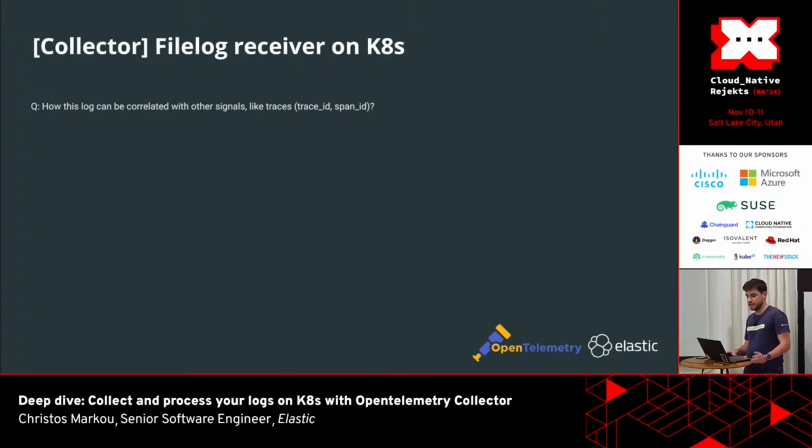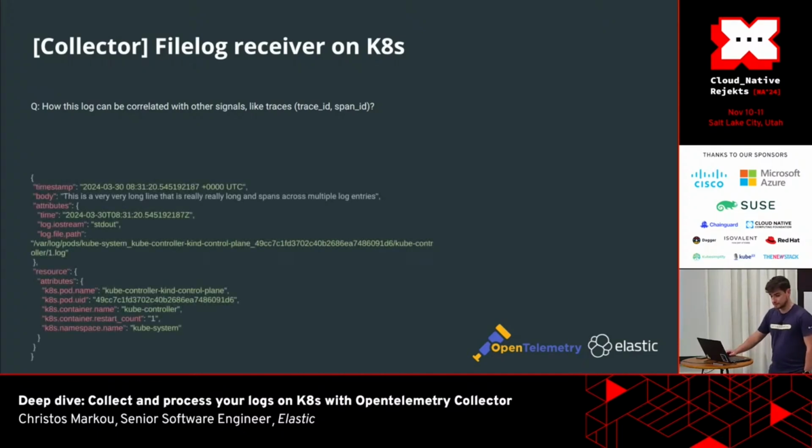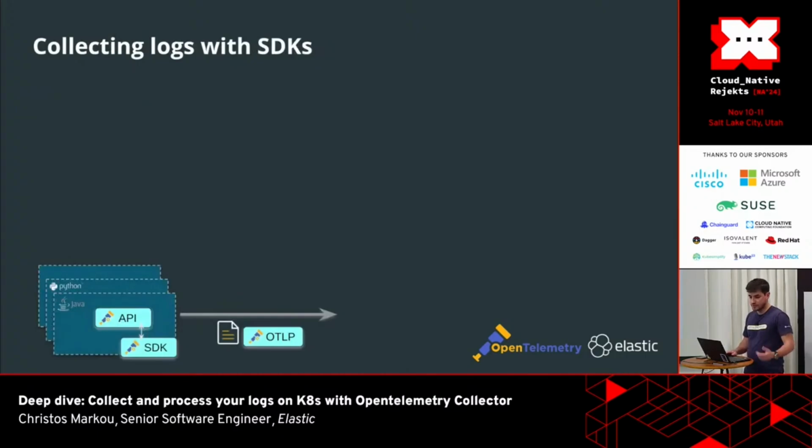One question here is how we can further enrich these logs with additional signal information, like context-specific information such as traces, trace ID, span ID, and so on. The answer is that the file log receiver cannot do much here unless this information is part of the message. But again, we need to define additional parsing patterns, let's say, to extract this information. So there is an alternative here.